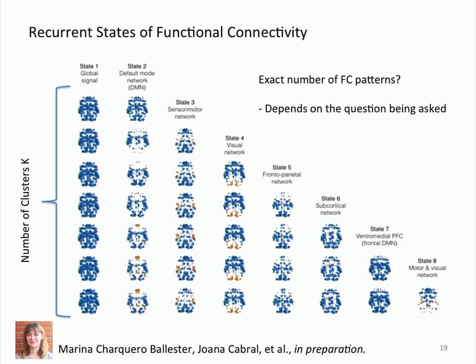So Marina did a great job. She's a PhD student, and she's trying to characterize, as we increase the number of states, how we can associate these to known functional networks. But the real number of networks that we want to divide into depends also on the question being asked. Because if we are focusing on a very specific task or a very specific disease, maybe it's a functional network whose pattern appears very, very little in time, and then we need more.